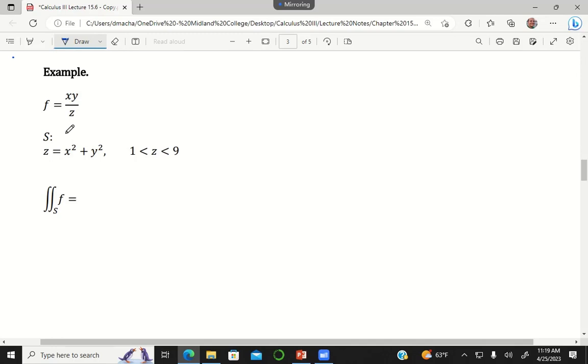So let's do this example. In this example, lowercase f is a scalar field, just because it's not a vector, it's only got one thing here, so it's clearly a scalar field. And then my surface is an explicitly defined surface, right? So I've got z as a function of x and y.